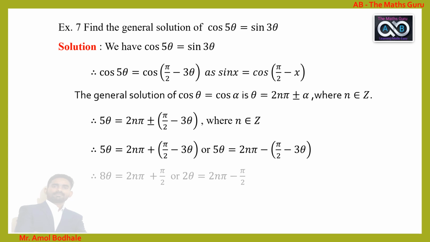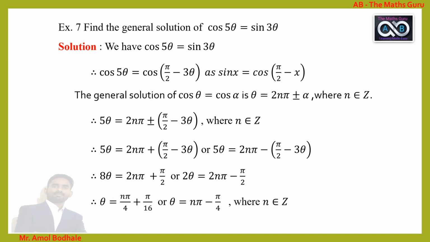If we solve this condition, if we take minus 3 theta on this side, it will be 8 theta equal to 2 n pi plus pi by 2. If we take this minus minus, it will become plus 3 theta, and if we take 3 theta on this side, it will be 5 theta minus 3 theta, that is 2 theta equal to 2 n pi minus pi by 2. So therefore if we divide by 8 here, theta equal to n pi upon 4 plus pi by 16. Similarly theta equal to n pi minus pi by 4, where n belongs to z. So this is the required solution.